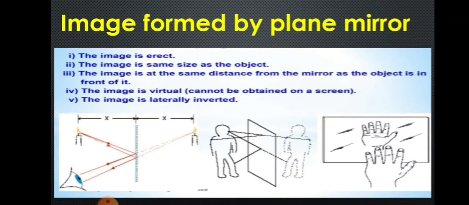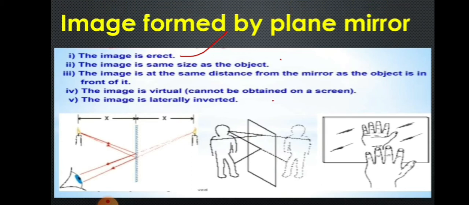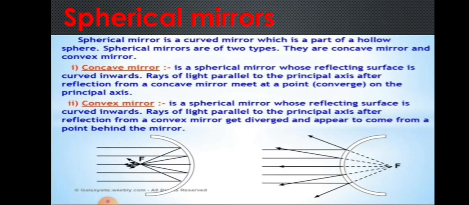Next is images formed by a plane mirror. The image is always erect, and the image formed is the same size as the object. The image is at the same distance from the mirror as the object in front of it. The image is virtual. The image is laterally inverted. You can see our left hand appears in the mirror as right, and the right hand appears in the mirror as a left hand. So it is laterally inverted.